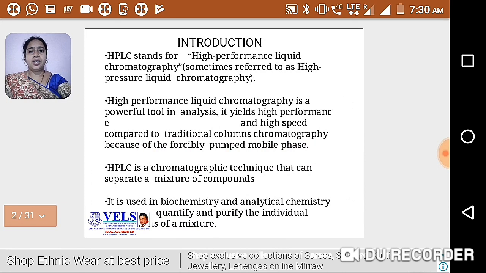Coming to introduction, HPLC stands for High Performance Liquid Chromatography, sometimes referred to as High Pressure Liquid Chromatography. High performance liquid chromatography is a powerful tool in analysis. It yields high performance and high speed compared to traditional column chromatography because of forcefully pumped mobile phase. HPLC is a chromatographic technique that can separate a mixture of compounds. It is used in biochemistry and analytical chemistry to quantify and purify individual mixture of compounds.